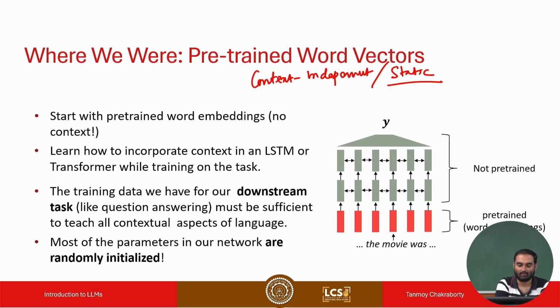But all of us know that, let's say the word like mouse, right, bank, okay, they have different senses in different contexts, right? So the representation of a word should be context dependent.